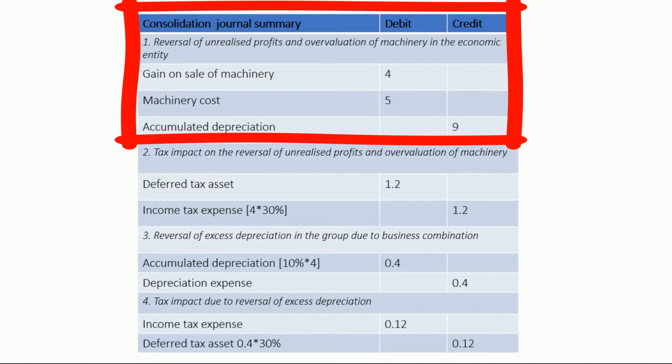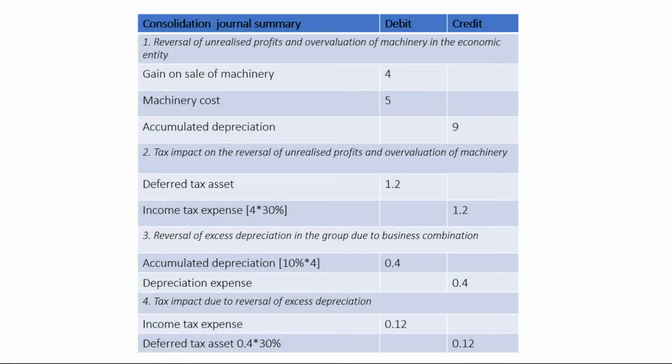So what we can see here is that we debited for the unrealized gain of the sale of the machinery, and then we credited for the overvaluation, and that credit for the overvaluation comprised 2 accounts, machinery cost and accumulated depreciation. If we take 9 the credit and 5 the debit, the net amount is a 4 of credit. So therefore, that debit of 4 equals a net credit of 4.